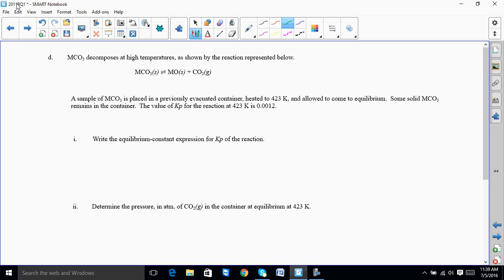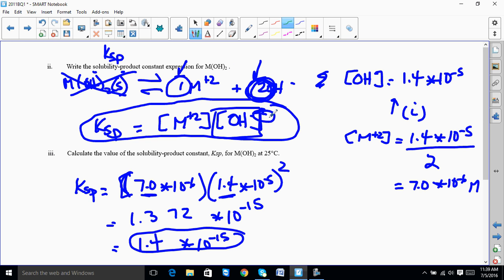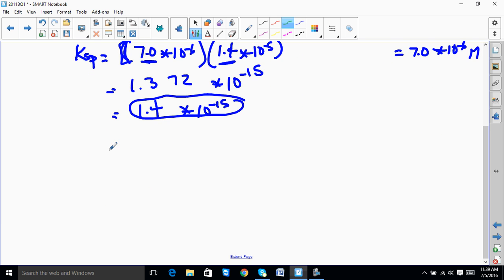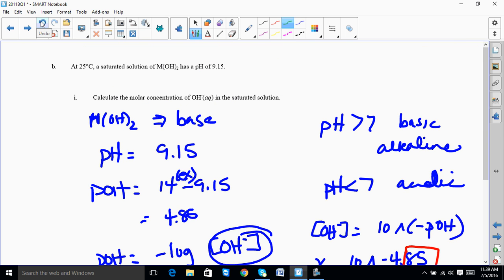I don't know that you actually needed to do this calculation right here. What did I do with that? Oh, this is crazy. Did I just delete something? Hold on. Undo. Let me do undo.